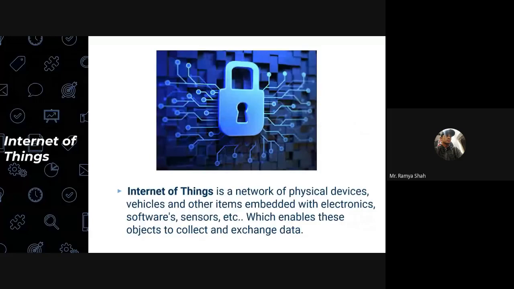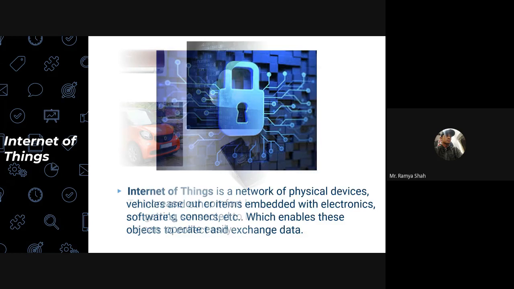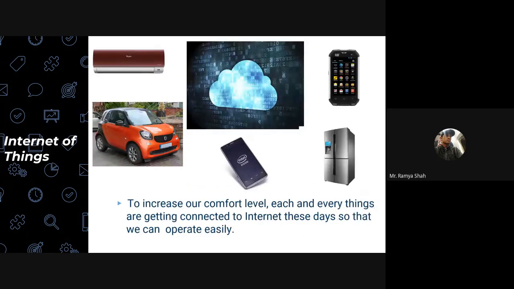This is a textbook definition of IoT. It is a network of physical devices, vehicles, and other items embedded with electronics, software, sensors, etc., which enables these objects to collect and exchange data. When we are talking about things and the internet, we should have devices in mind which we should be targeting or at least be aware of.